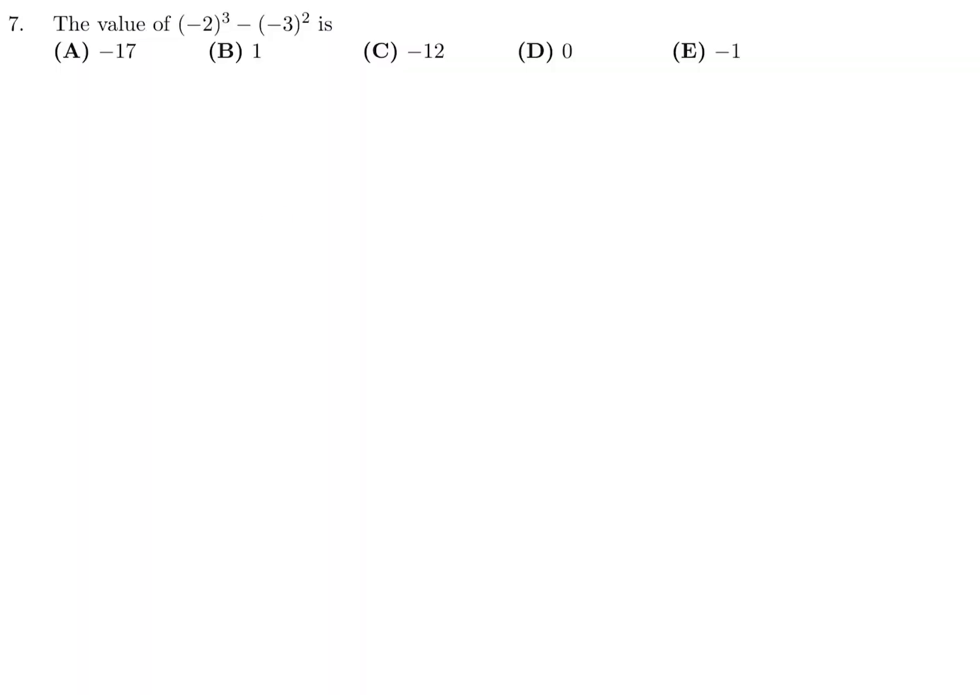The value of negative 2 to the power of 3 minus negative 3 to the power of 2. Negative 2 to the power of 3 is negative 8. Negative 3 squared is 9. So negative 8 minus 9 is negative 17. Number 7, the answer is A.